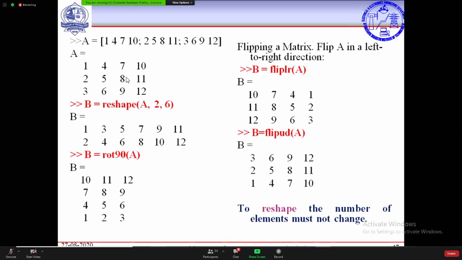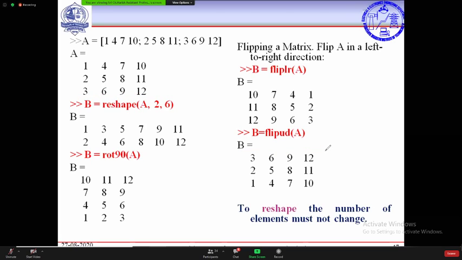Now, flip up down means if you keep the mirror image in which direction, tell me. If you keep the mirror here, you get left to right. If you keep the mirror this way, you get the up down direction: 3, 6, 9, 12, then 2, 5, 8, 11, then 1, 4, 7, 10. If you take the mirror image of this one, it will be this. Is it clear?